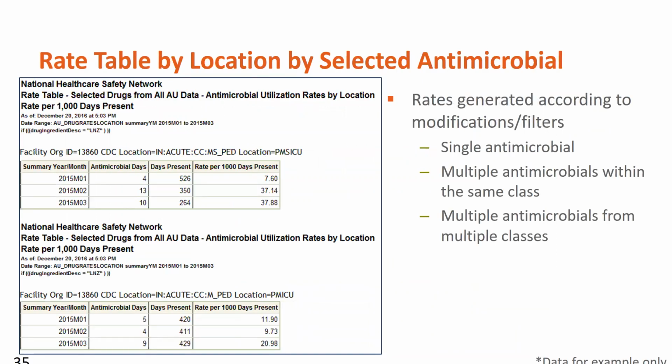We also have a rate table that allows you to pick the specific drugs you want to generate a rate for. So you can pick a single drug, as shown here in the screenshot. I've picked linezolid. You could pick multiple antimicrobials within the same class, or you could pick multiple antimicrobials within different classes. So this was at the request of our users. They wanted to be able to generate more granular rates, or rates that were more applicable to perhaps specific interventions they were doing, or specific types of presentations that they wanted to provide to their facility.